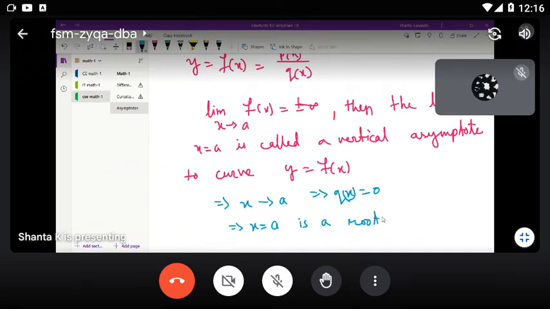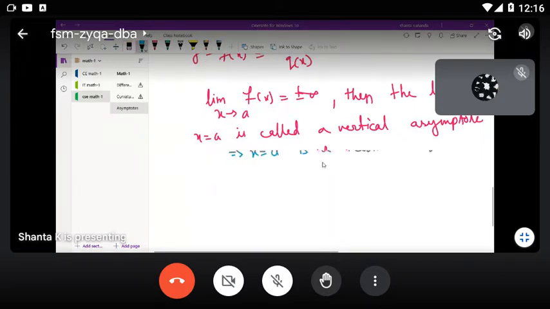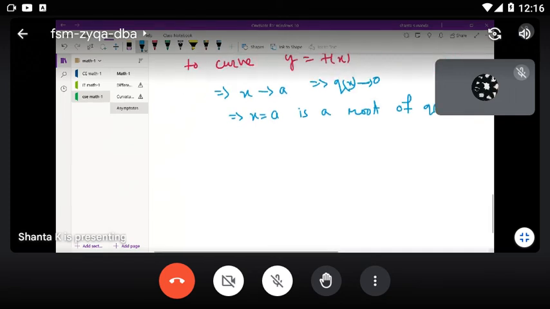Yes, Q(a) equals 0. Or I will write Q(x) approaches 0. Okay. x equals a is a root of the equation Q(x) equals 0.